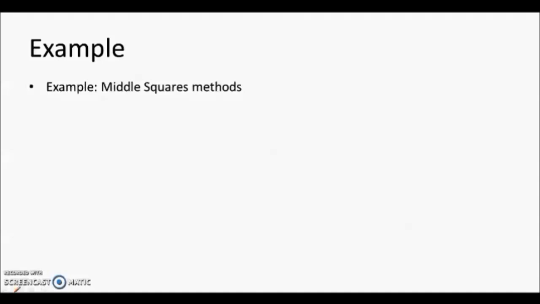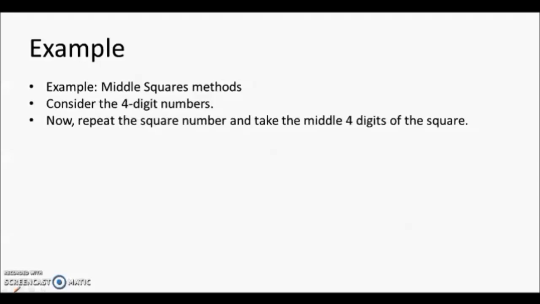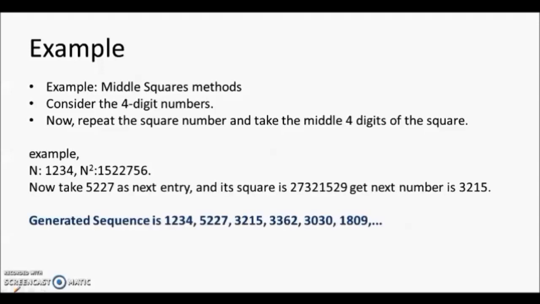To generate random numbers, take the example of the middle square method. Consider 4-digit numbers and repeat the following: square the number and take the middle 4 digits of the square. So, let's take an example.